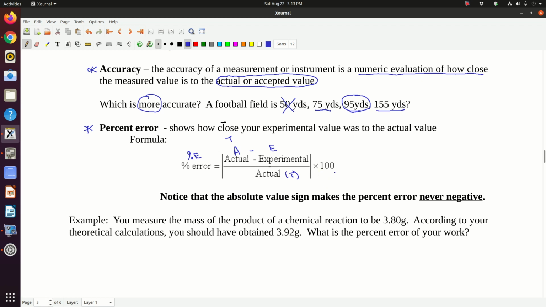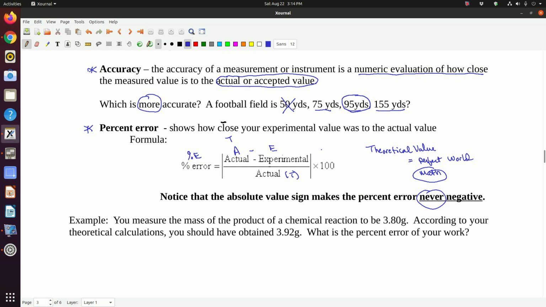The reason I say theoretical is because the theoretical value is always going to be the perfect world value, like if you do the math. You do the math, you come up with a number and say, in a perfect world, that's what you get. But when you do the experiment, it doesn't work that way. Notice that the absolute value sign makes the percent error never negative. So 0% would be the lowest percent error, and otherwise it goes up from there.